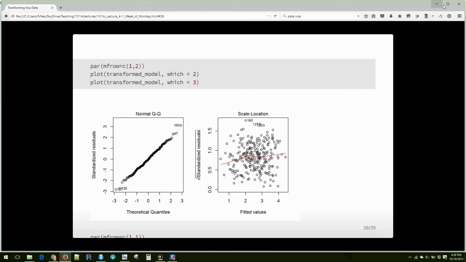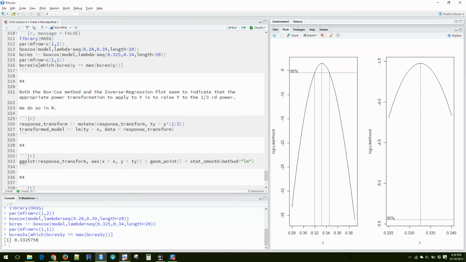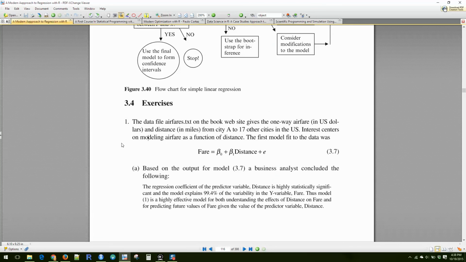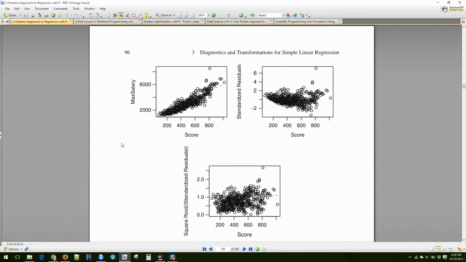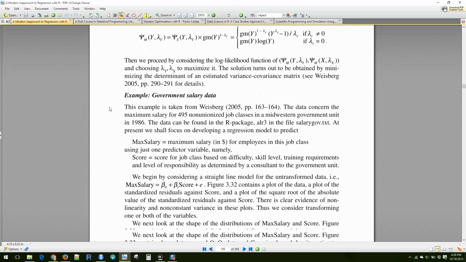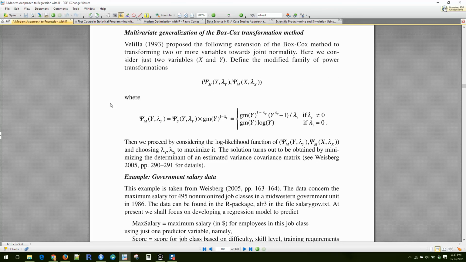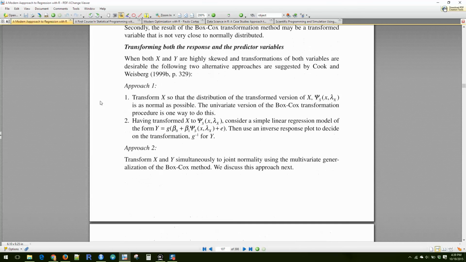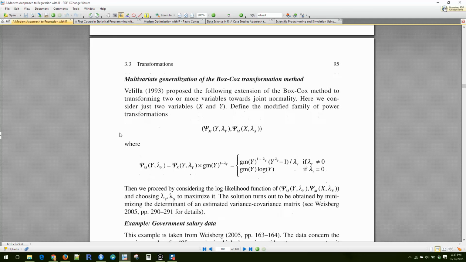Okay, so I didn't finish making all of the slides. So let me talk about transforming both the x and y variable. Okay. So this is just your textbook, right? So there is a multivariate generalization of the Box-Cox transform. Okay, and after class I'll make sure to put this in the slides with the appropriate code and post it online, so you guys can do that.